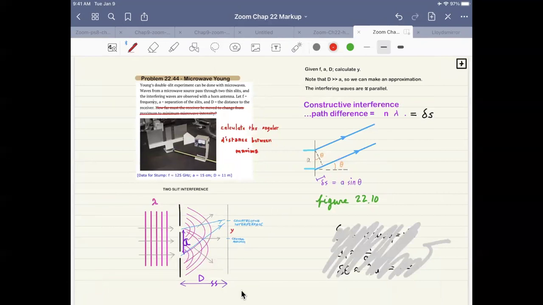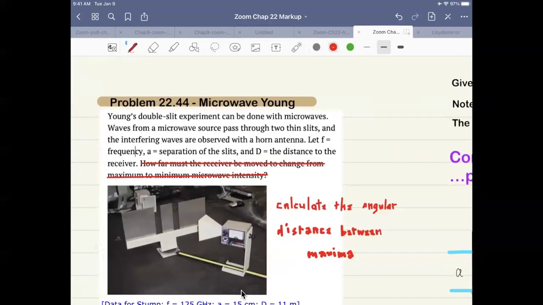Here's a problem related to Young's experiment. An important experiment in physics was Young's double slit experiment, which proved really that light consists of waves. Because as light goes through two slits, it spreads out, that's diffraction, and overlaps, and there can be overlapping regions for constructive interference or destructive interference.